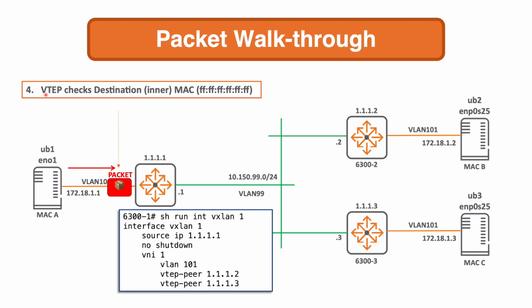VTEP, and the VTEP checks the destination. So we haven't encapsulated yet. It's checking the destination, which will be the inner MAC address, and that's broadcast. So it's not local because it's going to be broadcasted. So this VTEP knows that that's not going to be a MAC that's local here that it will switch. It's going to have to send it out to its VTEP peers. And to do that, it uses a process called head-end replication.